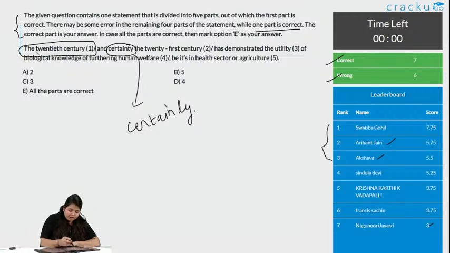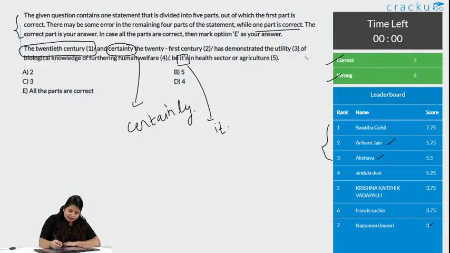The 20th century and certainly the 21st century has demonstrated the utility of biological knowledge of furthering human welfare, be it in health sector or agriculture. So the next mistake, just by reading, we can find is it should be "be it in health sector or agriculture." So it should be replaced by be it. The third part is has demonstrated the utility. Till now there is no error.